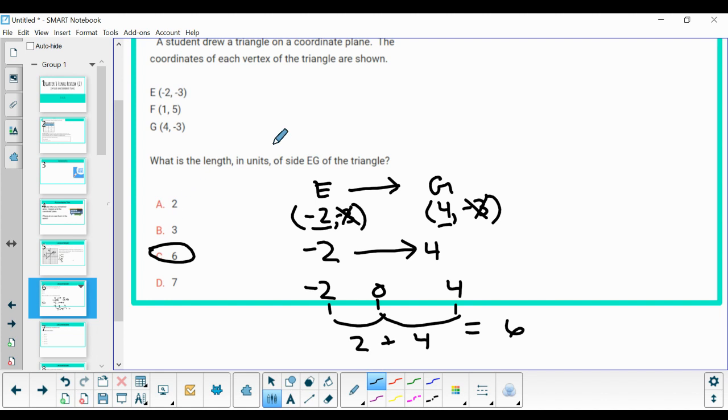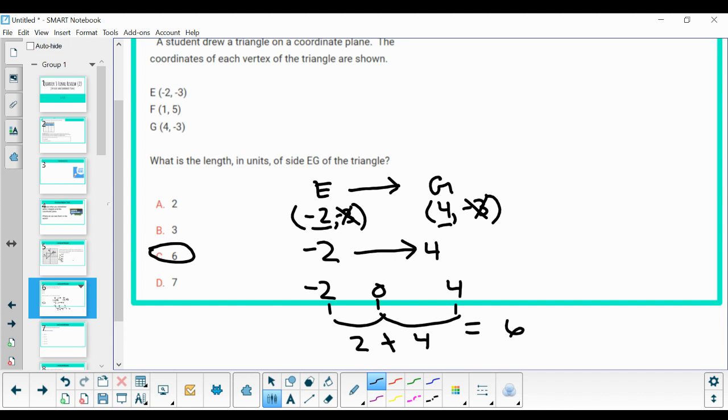Again, because we ignored the negative 3's because those match, the y coordinate is the same. So we want to go from negative 2 to 4. Negative 2 to 0 is 2 hops. 0 to 4 is 4 hops, which is a total of 6 hops.